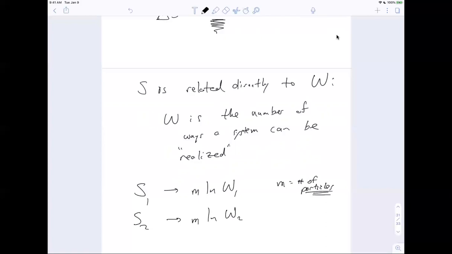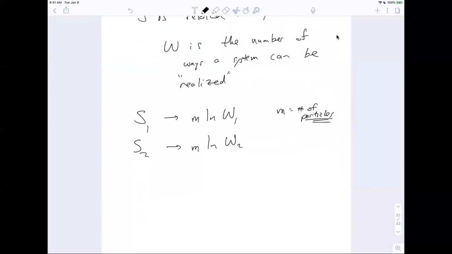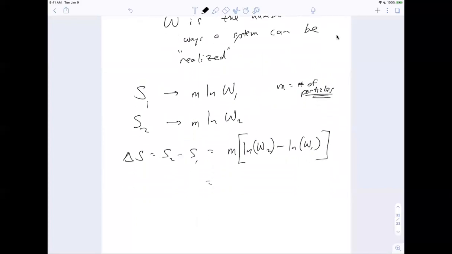Okay, it's different than moles, right? Through Avogadro's number. So in this case, what we found is delta S, which is S2 minus S1, is equal to M times the log of W2 minus the log of W1. In terms of particles, we can also write this as M times the log of W2 over W1.